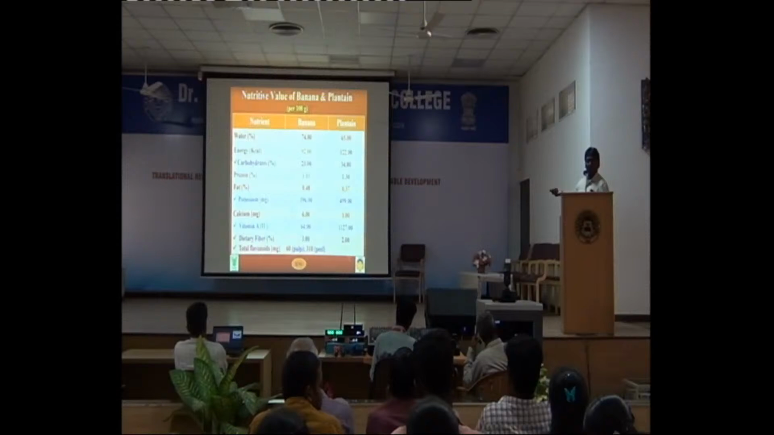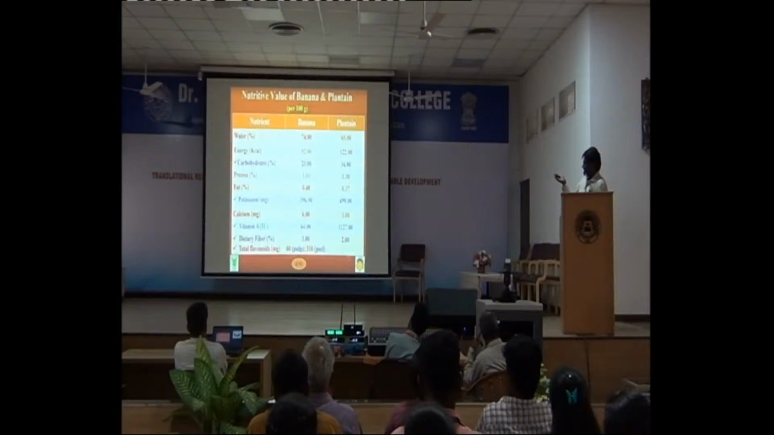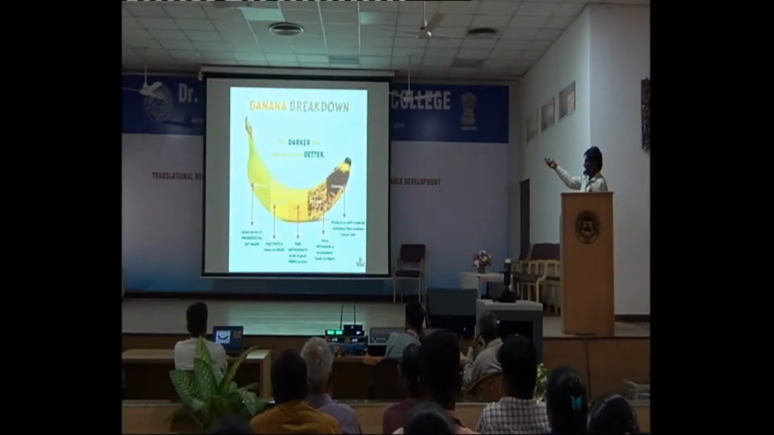Then vitamin A: particularly Nendran and red bananas have vitamin A, which is rich in carotenes like carrot. We are also developing biofortified varieties, rich in iron as well as vitamin A. It's going to be released very soon. It is also a very good source of dietary fiber, 4 to 8%. Apart from that, it has very good antioxidant properties, particularly total flavonoids. The peel has more antioxidant properties than the pulp that you eat. You can see the different proportions in which it has the nutrients.